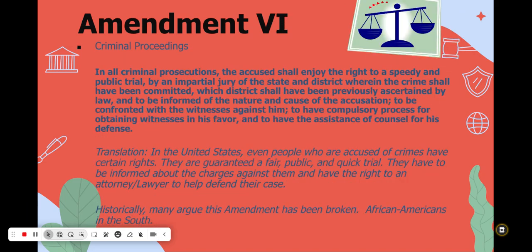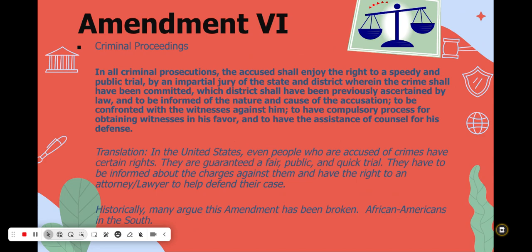Amendment 6, this is more about criminal stuff again. So here, a big thing is your trial rights. So number one, a fair, public, and quick trial. So basically, a trial has to be public. You can walk into any courtroom you want to and watch a trial. A trial has to be fair. They have to make sure that there's no way that a judge is going to have some opinion against a person in the trial. And they also have to make sure that the trial is going to be quick.